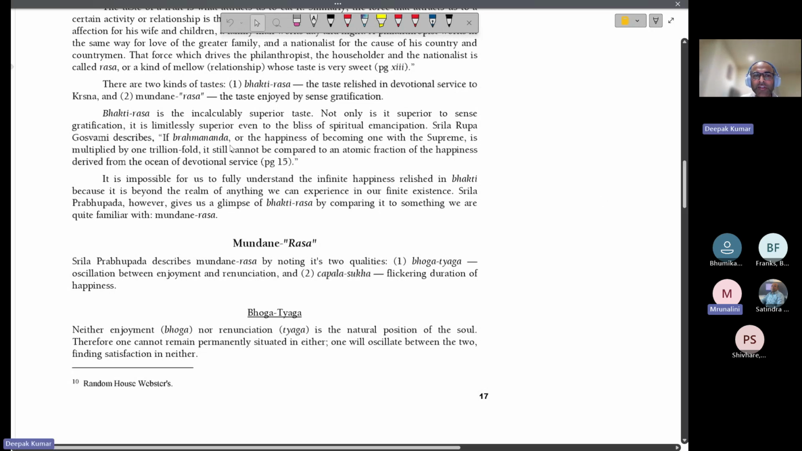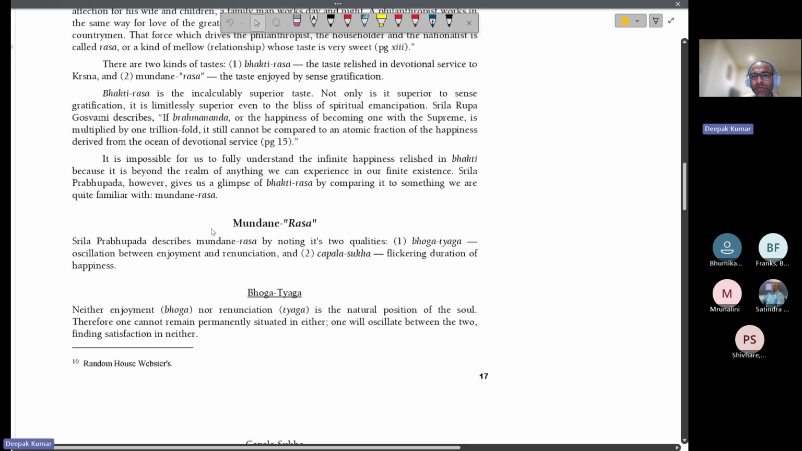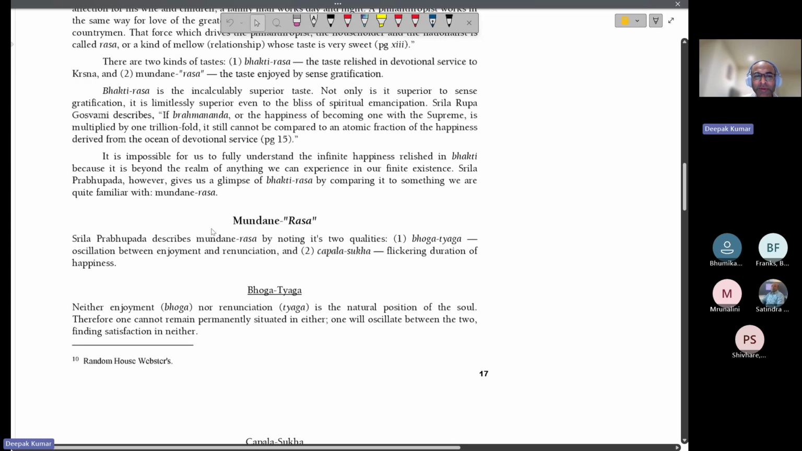So this is what is important. This is what I was talking about. See how it is compared, right? Multiplied by 1 trillion fold, it still cannot be compared to one atomic fraction of the happiness derived from the ocean of devotional service. It's so deep. Go ahead, sorry, Mataji. No problem, Prabhu.